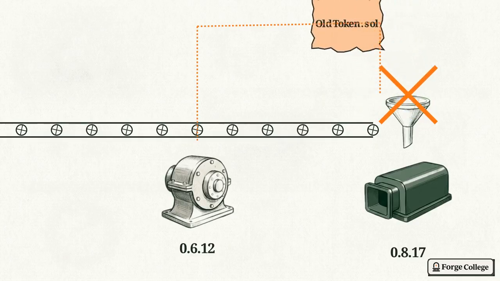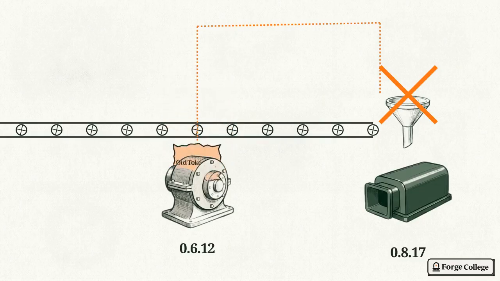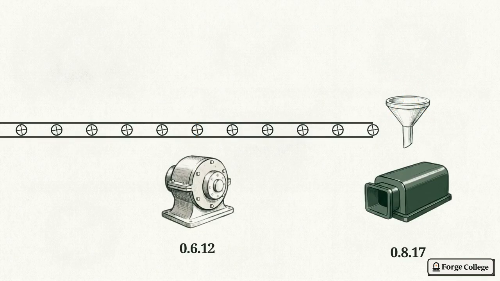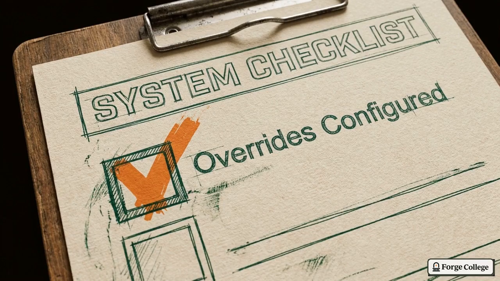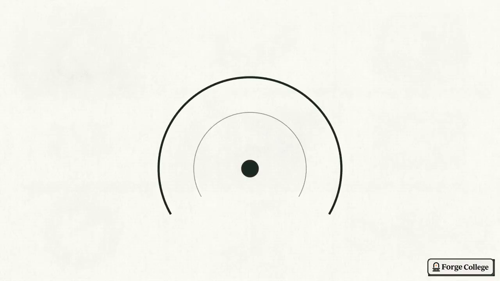You tell the config file the exact name of your old file, and the manager diverts that specific file to an older, dedicated machine, like version 0.6.12. By setting explicit overrides, you get precise control. Your brand new contracts and your legacy code can happily coexist in the exact same project without causing any fires on the factory floor. Now, let's talk about how the robotic workers actually build your code.